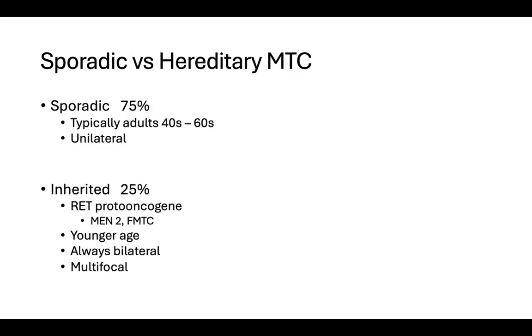So the important thing is 75% of MTCs are sporadic, whereas inherited or hereditary MTC is about 25%, and this is due to the RET germline mutation, RET proto-oncogene. So you have the MEN2 and the familial medullary thyroid carcinoma. This will normally be at younger age, always bilateral and multifocal.